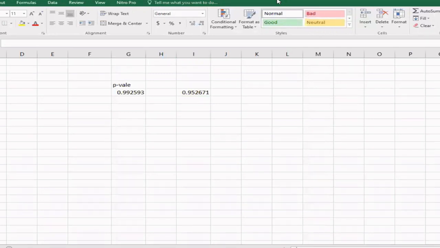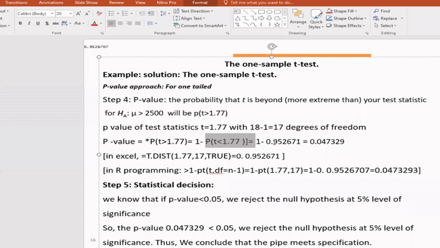So let us see. We got the same value. Then 1 minus 0.952617, you will get 0.047329, which is less than 0.05. So in Excel, we can get the p-value in this way.